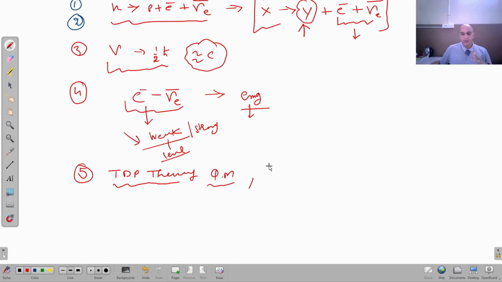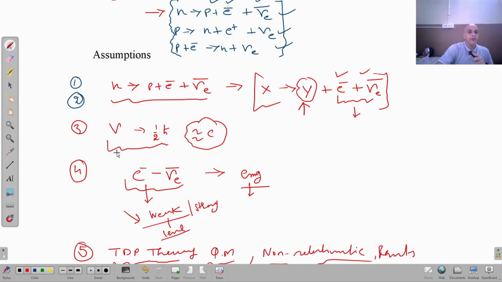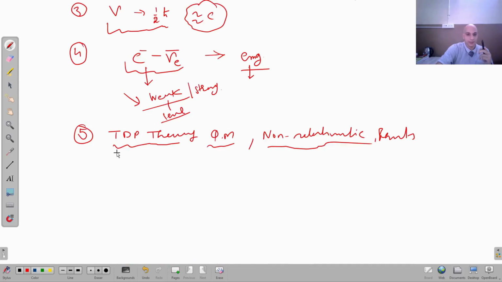So we are going to use here non-relativistic results or equations of physics. We are using these results or equations of physics, right? This is the non-relativistic treatment of this beta decay problem, right? So these were some assumptions that were taken into account by Fermi before developing a theory of beta decay.